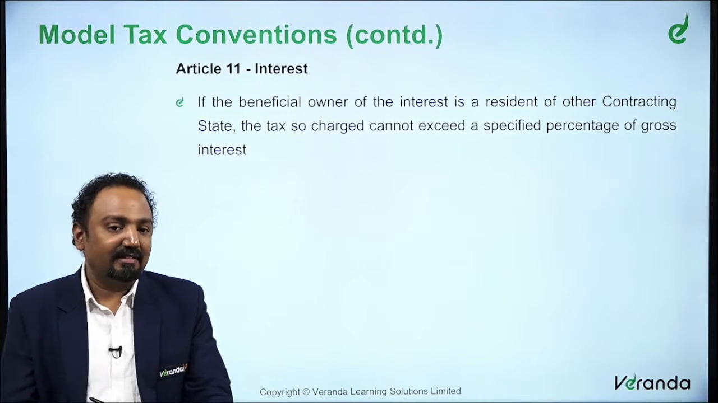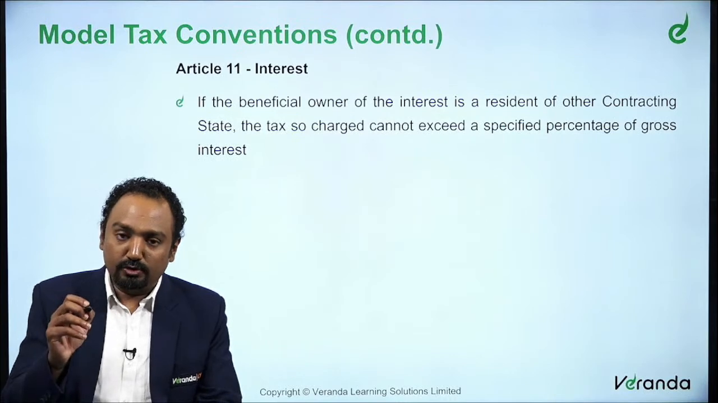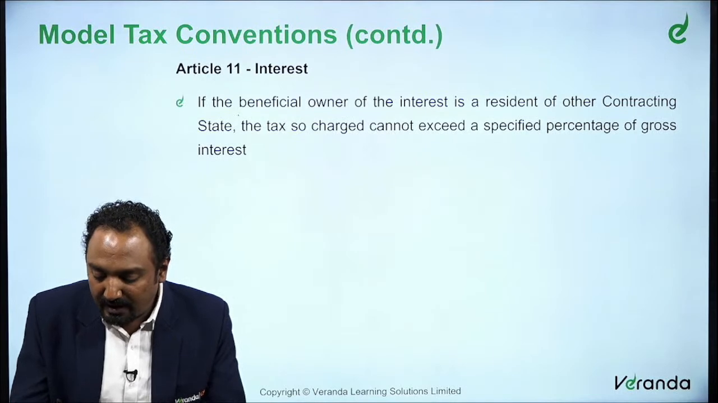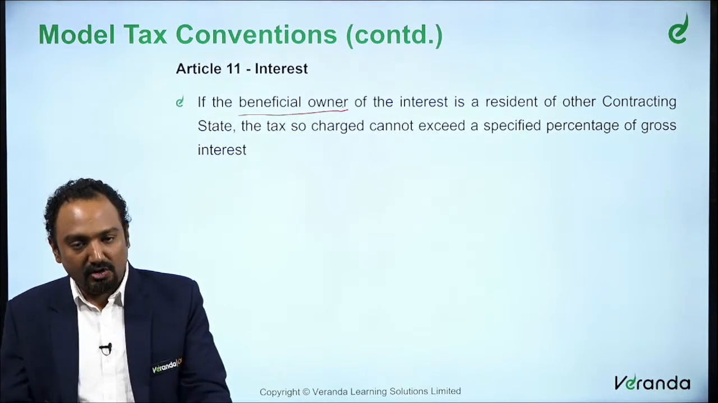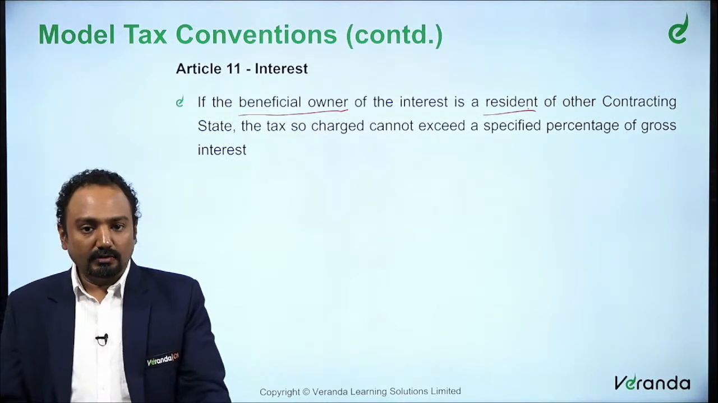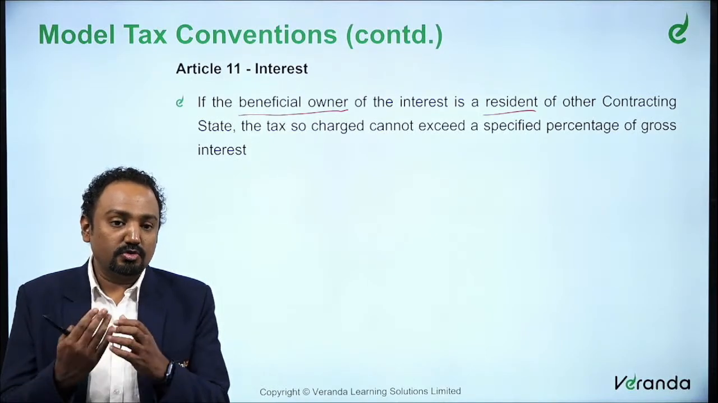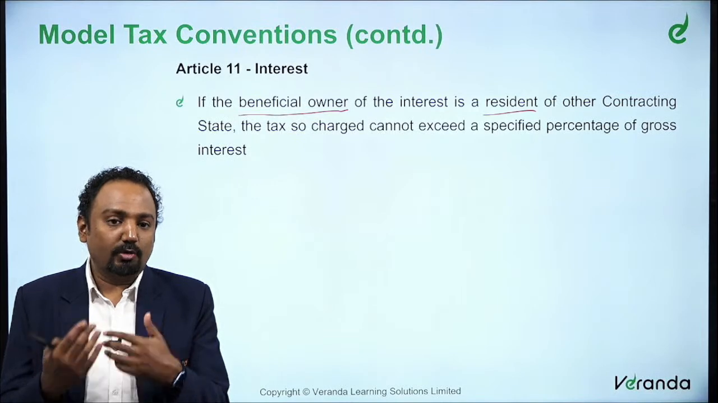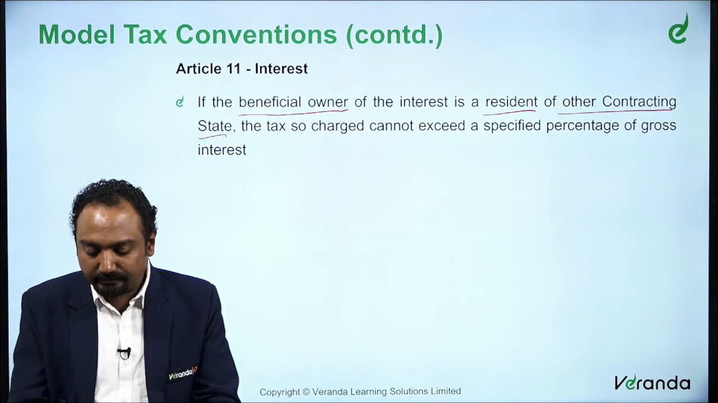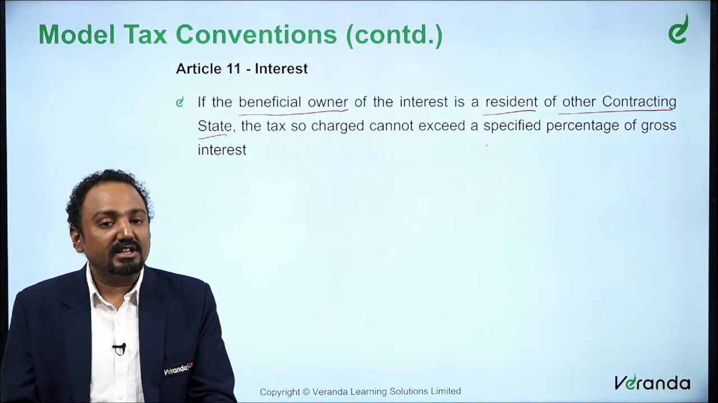And the next one is Article 11. Article 11 is interest. So what does it say? When you talk about interest, you might have a legal owner and a beneficial owner. So it says, if the beneficial owner, the one who is actually receiving the money, that is, the one who is actually earning the income, is a resident of the other contracting state, the tax charged cannot exceed a percentage of the gross interest.